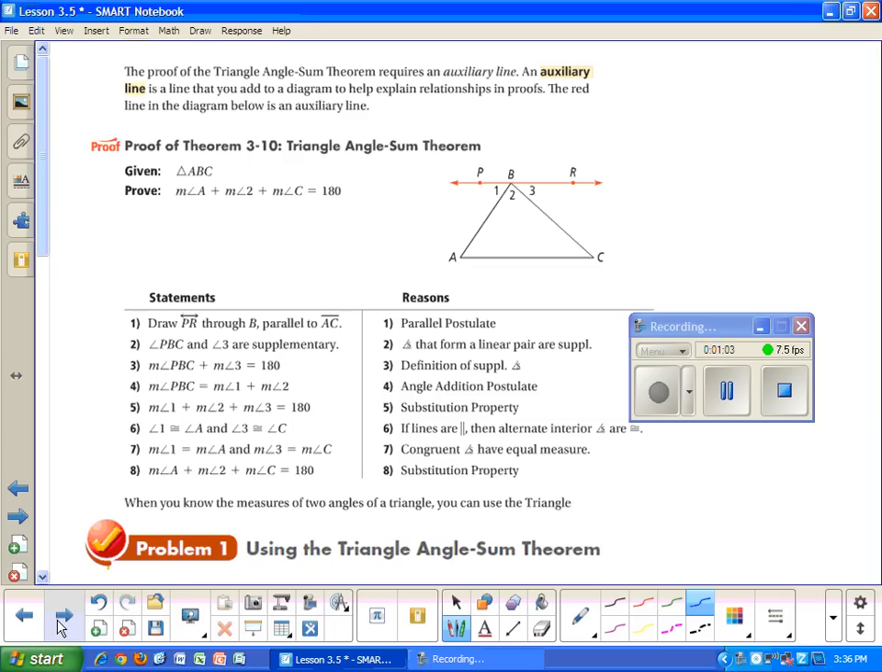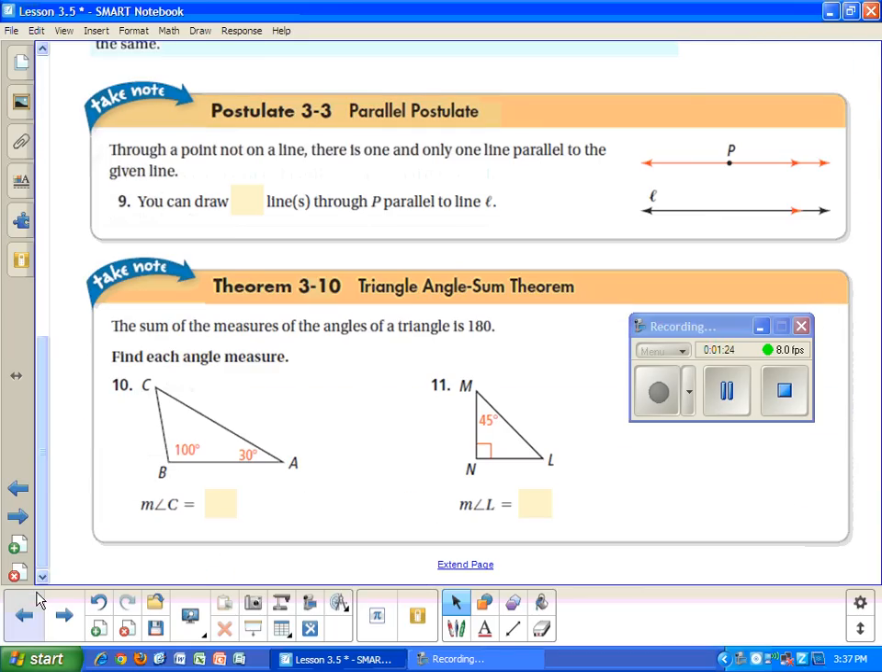Okay, the triangle angle sum theorem is the big theorem that we're going to use. The triangle angle sum theorem is that the sum of the measures of the angles of a triangle is 180. And the other theorem we're going to use is that through a point not on a line, there is one and only one line parallel to the given line, in a plane anyway.